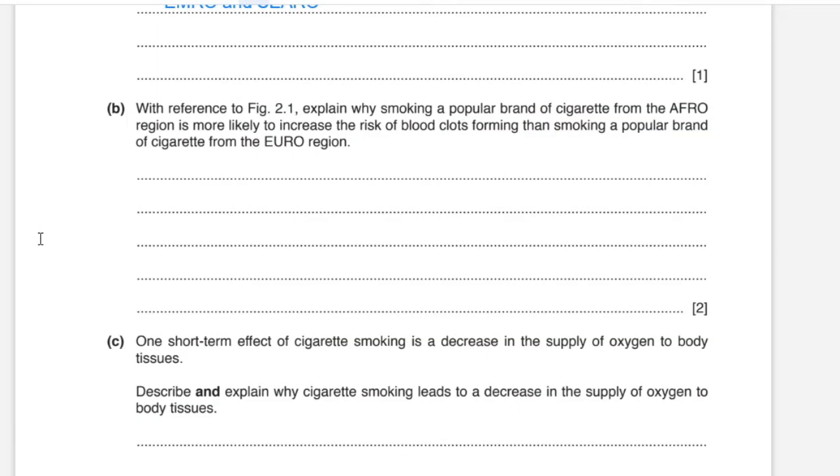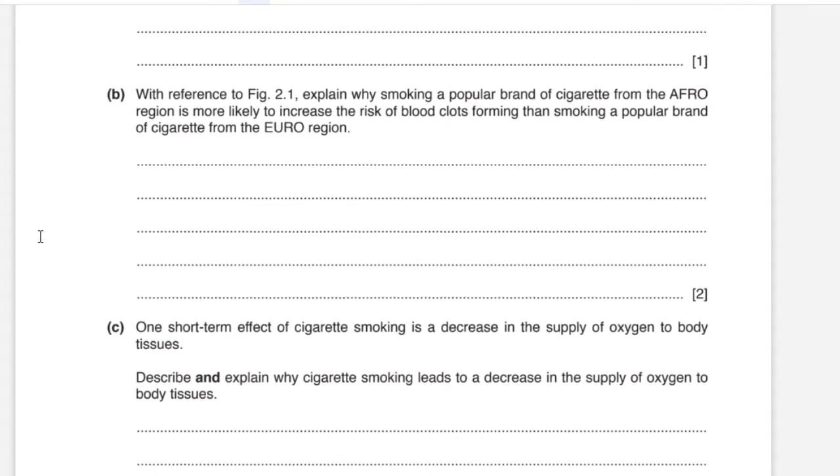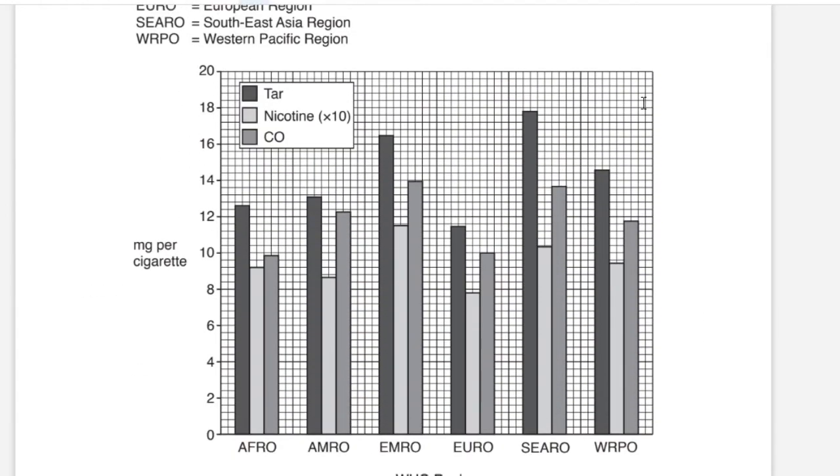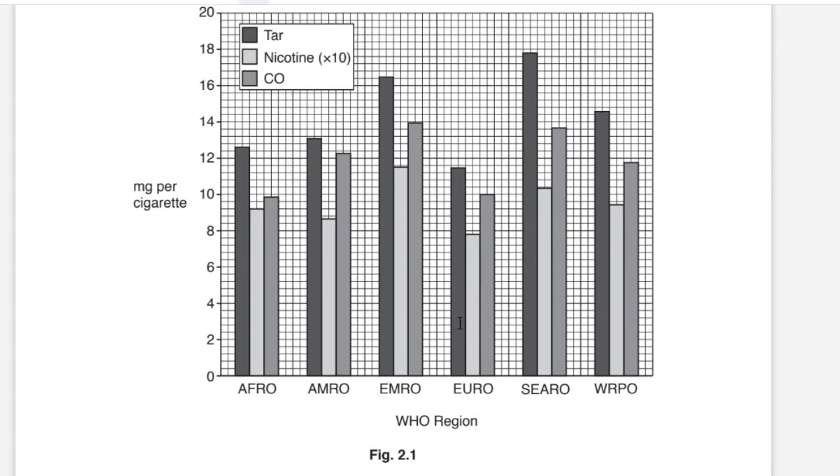B. With reference to figure 2.1, explain why smoking a popular brand of cigarette from Afro region is more likely to increase the risk of blood clots forming than smoking a brand of cigarette from Euro region. The component of cigarette smoke which increases the risk of blood clots is nicotine, and if a brand from Afro is more likely to result in blood clots, that means it has a greater proportion of nicotine, which you would probably be able to see over here by comparing it with the Euro region. And as predicted, the Afro cigarette contains a greater proportion of nicotine than that in Euro.